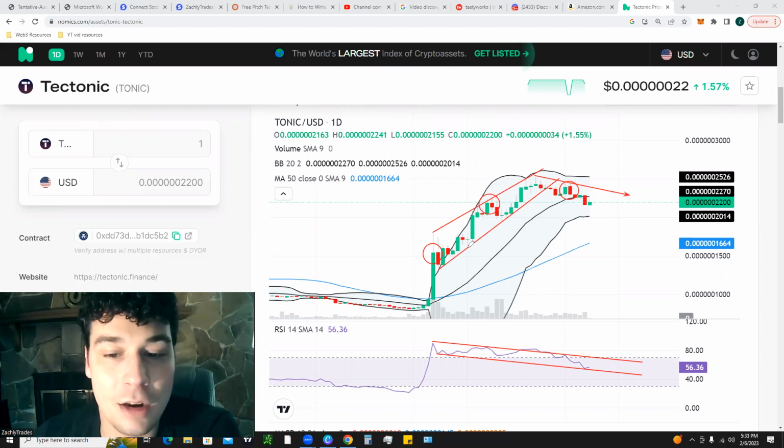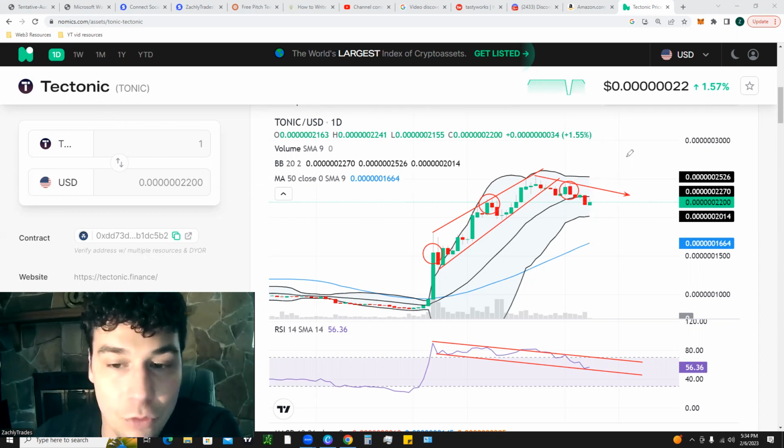Now, this token is not really available for charting on TradingView, and so we are on nomics.com, so it is going to be a little bit of a different video. You don't really have some of the same tools and things available, such as trend lines. So I had to do some of my own drawing here on the chart outside of the trading platform.